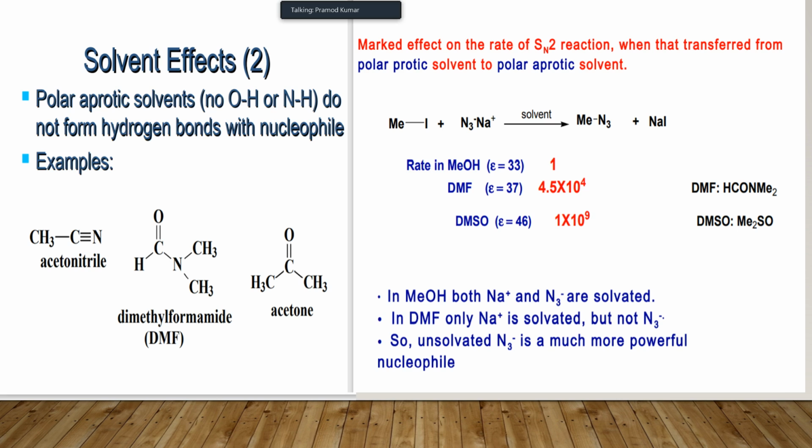The reason is that in methanol both sodium and azide are solvated, so they are not easily available for the reaction to occur. Whereas in DMF, sodium is solvated but not azide, and the unsolvated azide is a much more powerful nucleophile. So the reaction occurs faster when you use a polar aprotic solvent in SN2 reaction. This is the effect of solvent.